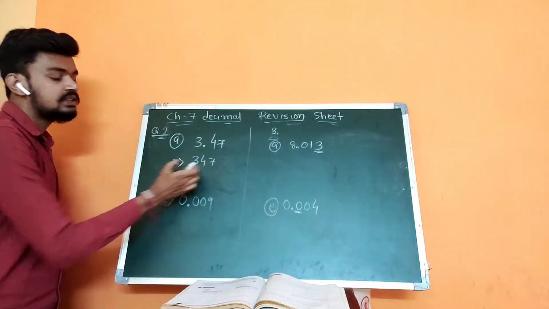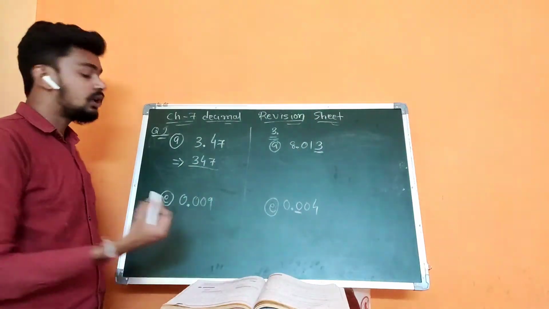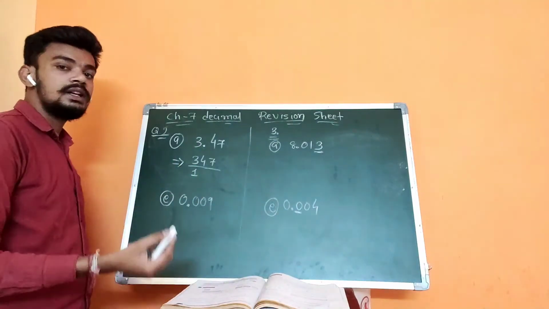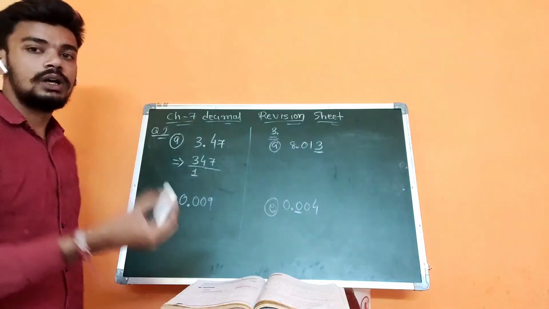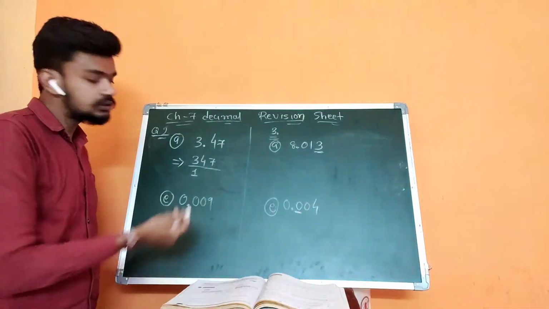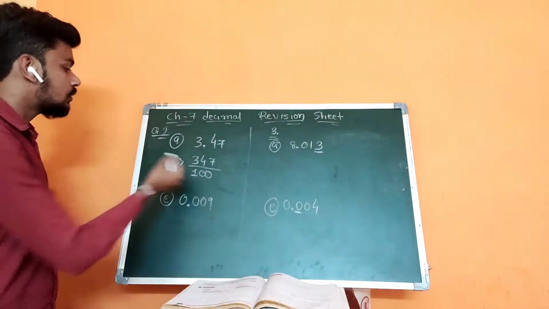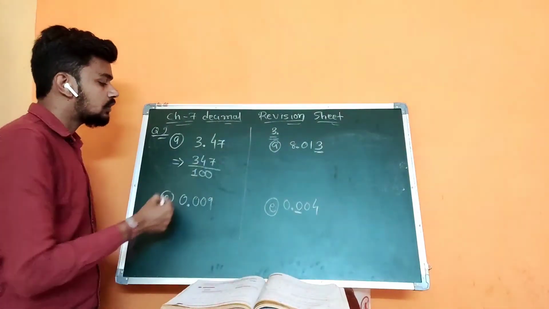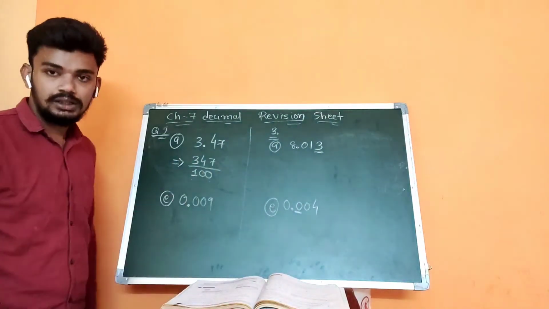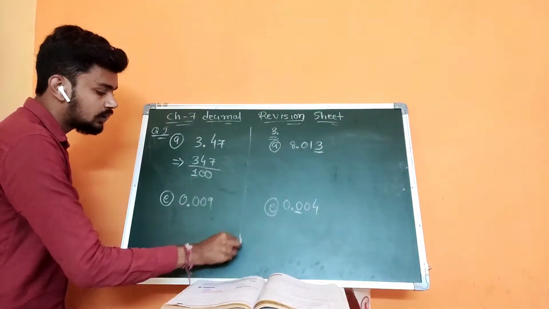So as you know, this is our numerator, and in the denominator we need to first put 1, and after that, whatever number of digits we have counted, that many 0s we have to put. Over here we counted 2 digits, so we put 2 zeros. Then your answer would be 347 divided by 100. Understood? Okay, let's repeat this process again.